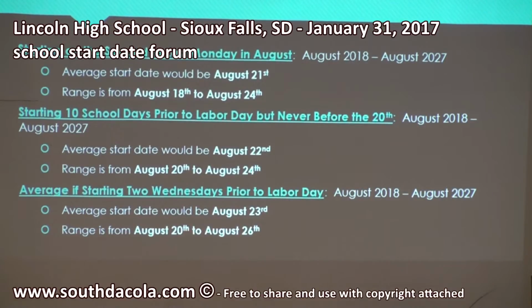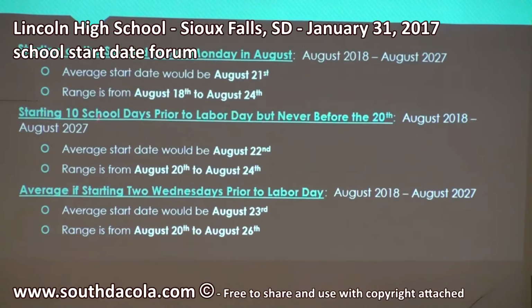So if it just stayed as a consistent rule of starting on the second to last Monday, the average would be August 21st, and the range would be August 18th to August 24th, as I looked at that going all the way out to August 2027. You don't have a calendar that would bring that forward in there, because we looked at it as probably being just too early on that date of August 18th when you start to look at that range. So there isn't even one of these options in there to look at.